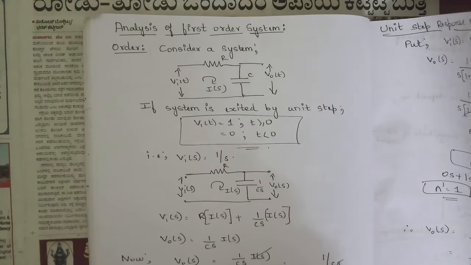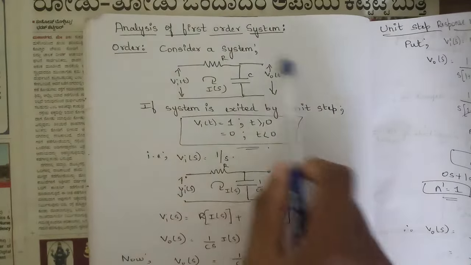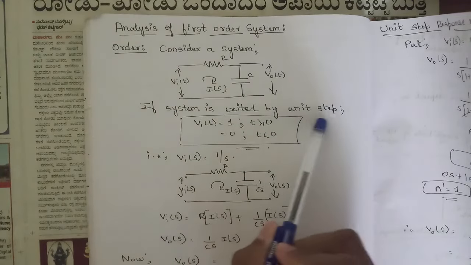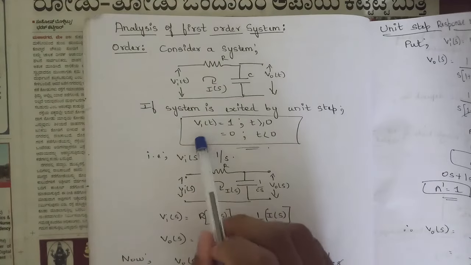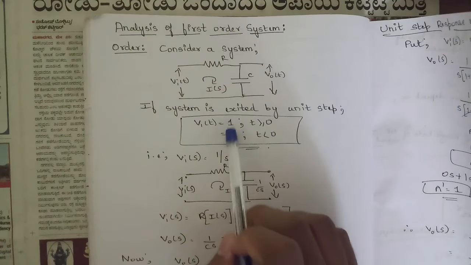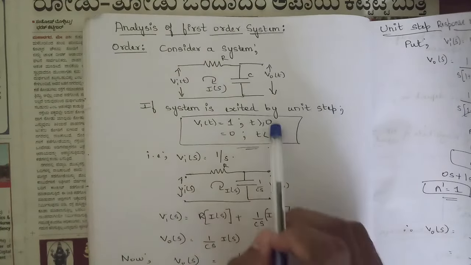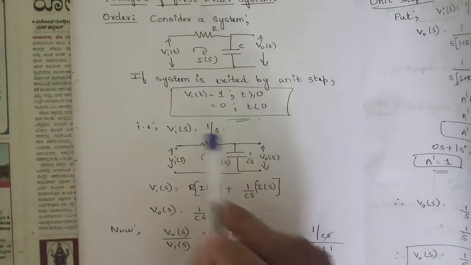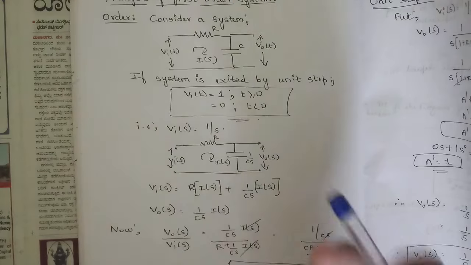Analysis of first order control system. Consider a typical circuit here, a network. If the system is excited by a unit step, then Vi of t is equal to 1 when t is greater than or equal to 0, and it is 0 when t is less than 0. In the Laplace domain, Vi of s is equal to 1 by s, since for a unit step it is 1 by s.